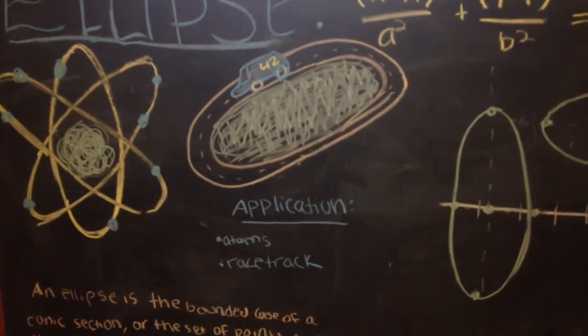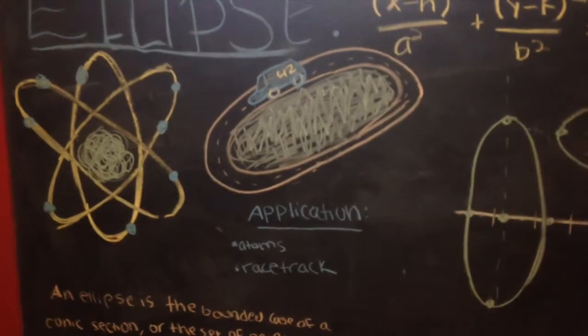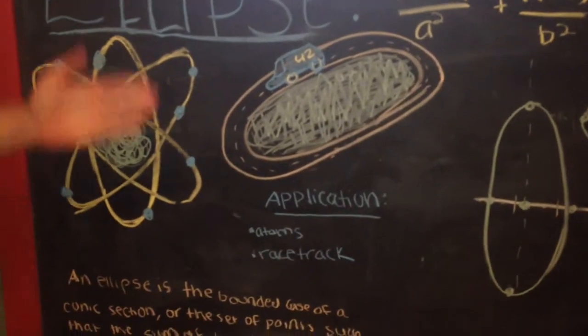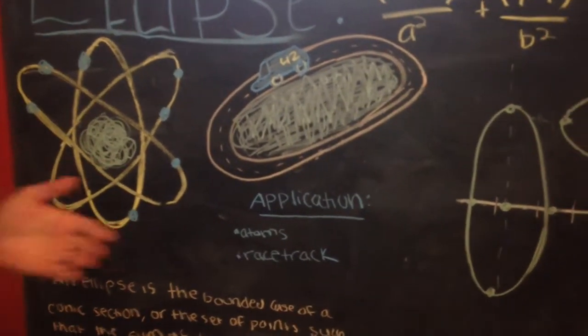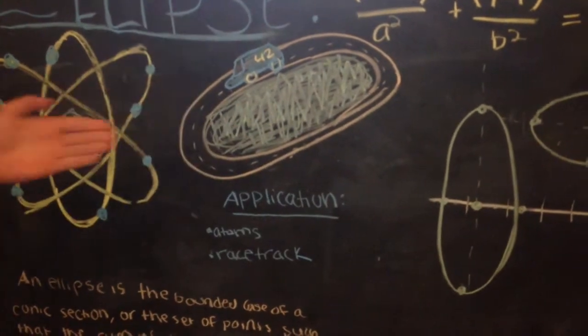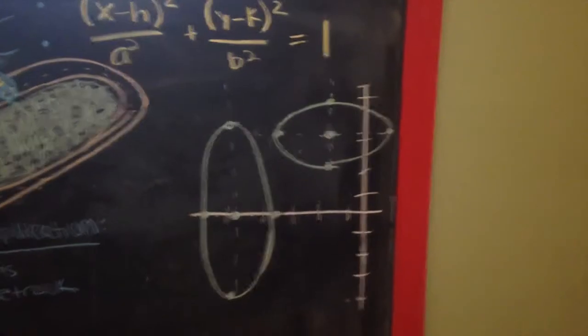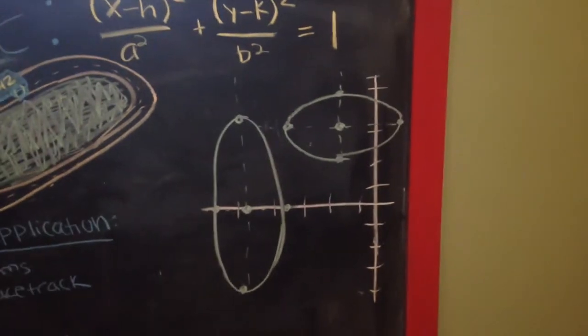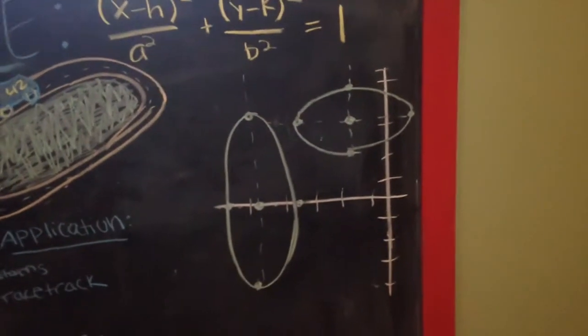A possible career path could be an atomic scientist who studies atoms and the electron patterns, or a race car driver going in an ellipse motion around the track. Lastly, we have the graph for the ellipse, which can either go horizontal or vertical.